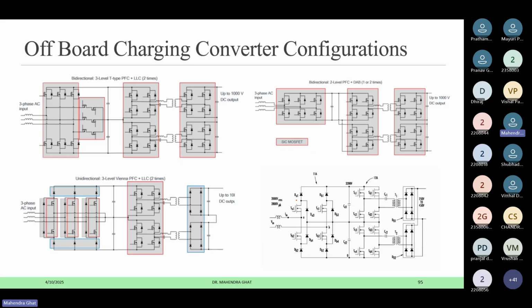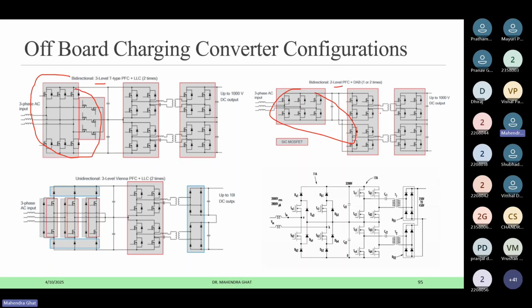Then the offboard charger. Of course, offboard chargers require higher power and the input is also 3 phase. So many times on the input side, 3 phase AC inverters are used. That can be a 2 level, and some multi-level converters are also used. This converter topology is a 3 level, and this is a 2 level. This converter itself will handle the power factor correction, so there is no separate requirement of any DC-DC converter for power factor correction.